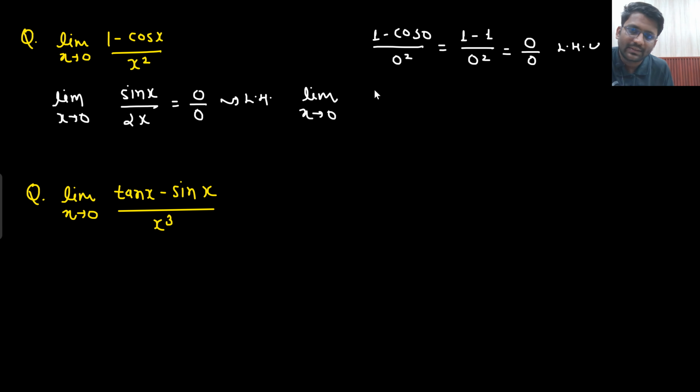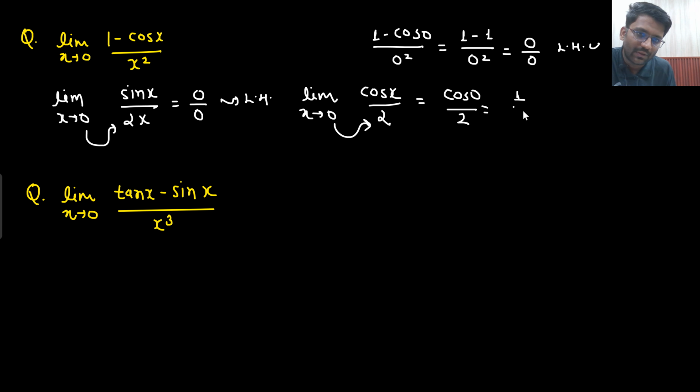So what I will be getting, sir? Sin x will have the differentiation of cos x divided by 2. Now if I put the limit, what I will get? Cos 0 is 1. Cos 0 divided by 2. Cos 0 is 1. 1 by 2 is the answer.